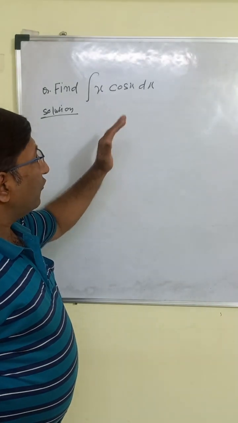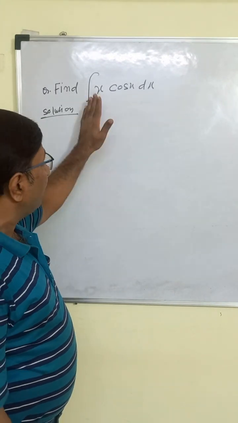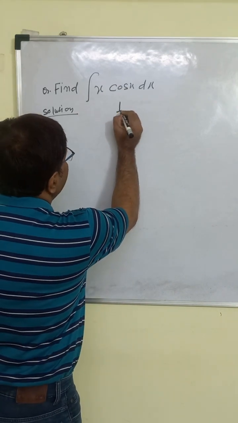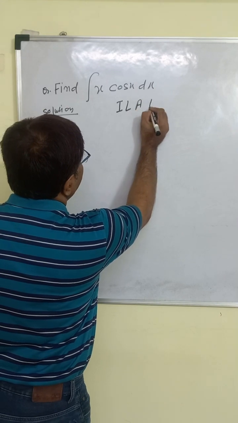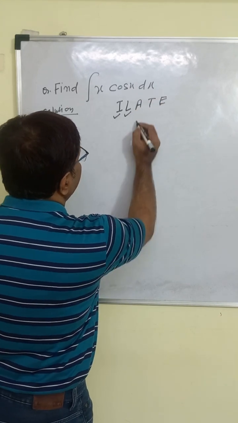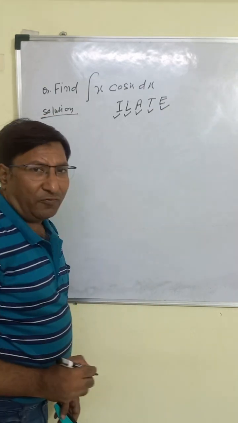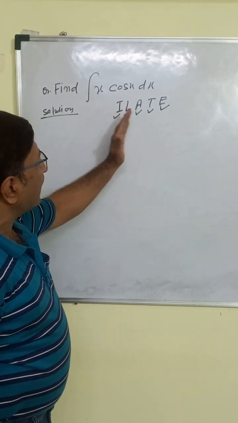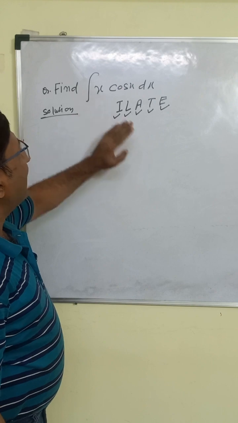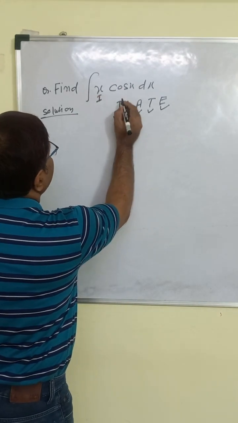So we will use one function as first and the other as second. Which function first and which function second, just check the rule. This is ILATE: I means inverse function, logarithmic function, algebraic function, trigonometric function and exponential function. So you can go first, second, third, fourth. Here x cos x. x is an algebraic function, and cos x is a trigonometric function. So algebraic is first and this is second.